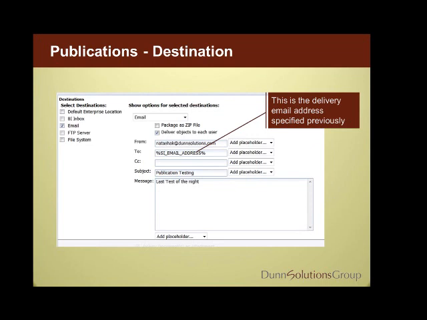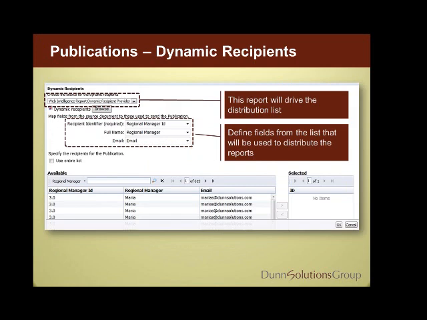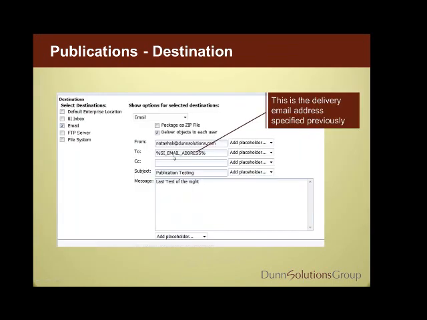Much like we did with scheduling, we then identify the To field as the system email address. That's the same email address that we designated as we were setting up. In fact, let me back up real quick here. That email address here is what's being referred to over here by this tag. And so as the publication is being executed, as it goes from recipient to recipient, it will send an email to that email address. And I can use my tags much like I did when I was setting up the schedule.